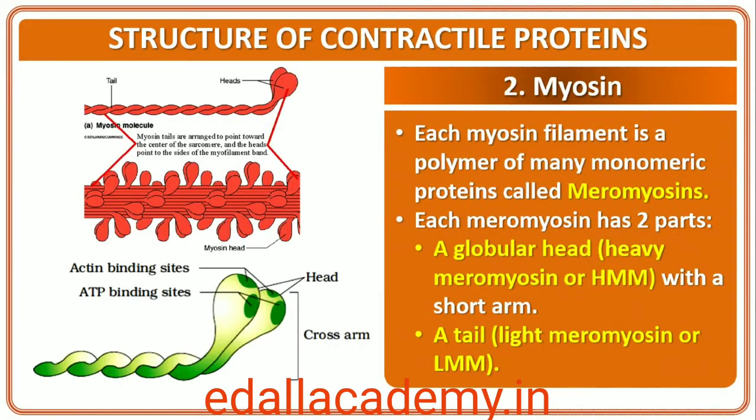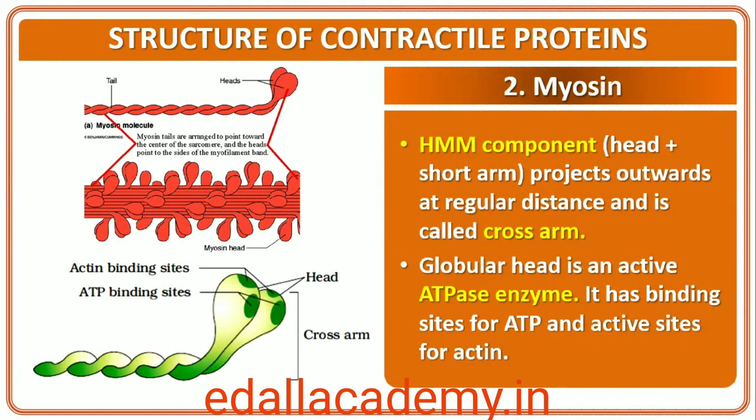Each myosin (thick) filament is also a polymerized protein. Many monomeric proteins called meromyosins constitute one thick filament. Each meromyosin has two important parts, a globular head with a short arm and a tail, the former being called the heavy meromyosin, HMM, and the latter, the light meromyosin, LMM. The HMM component, that is, the head and short arm, projects outwards at regular distance and angle from each other from the surface of a polymerized myosin filament and is known as cross arm. The globular head is an active ATPase enzyme and has binding sites for ATP and active sites for actin.